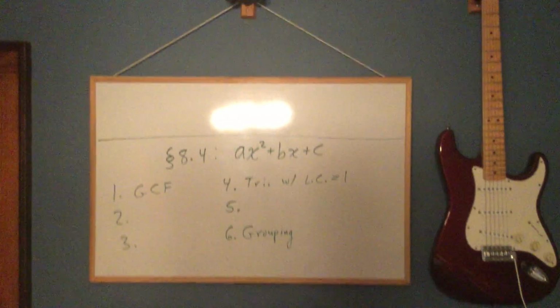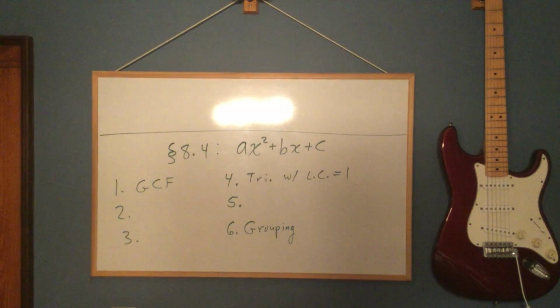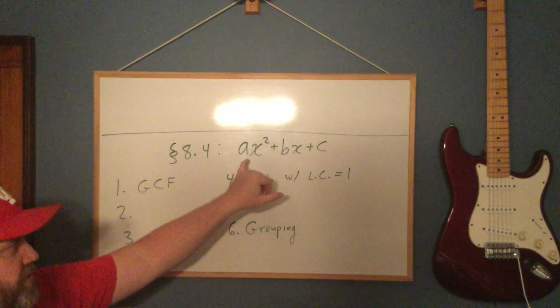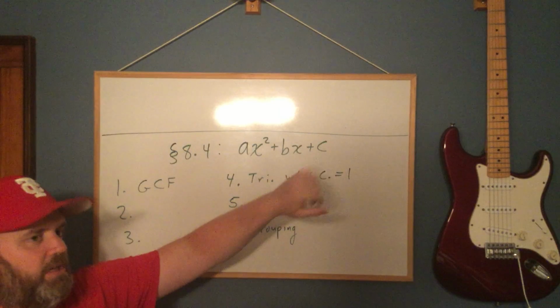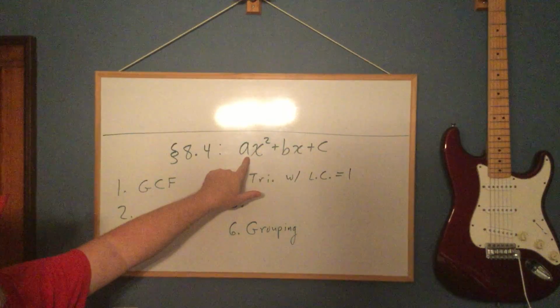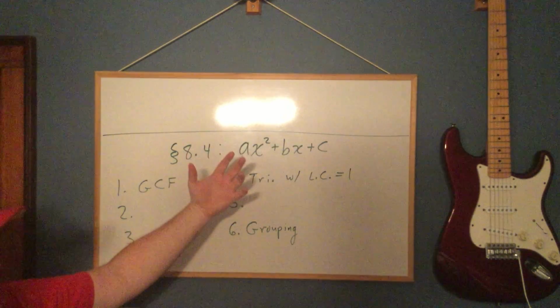Section 8.4. This is where we're going to factor quadratic equations of the form ax squared plus bx plus c. So in 8.3, a was always 1. In 8.4, it's not going to be 1 ever. It's going to be something other than 1.